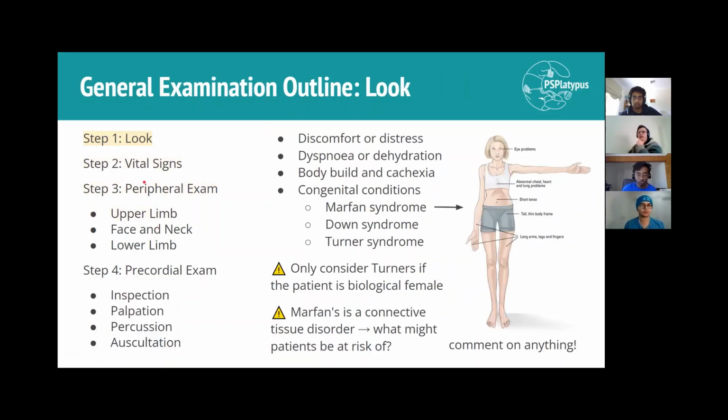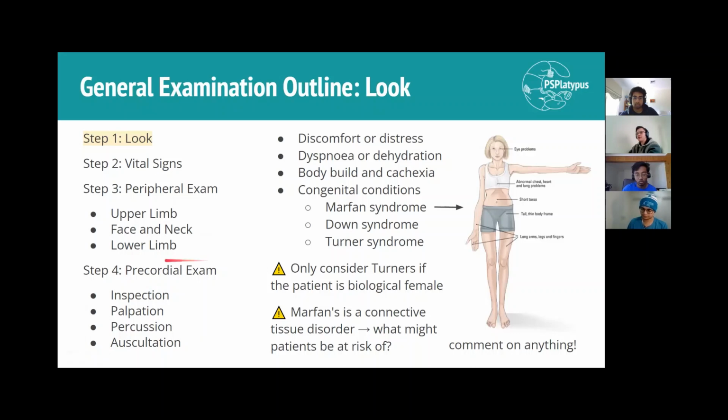Then you go on to vital signs, and I'm not going to be covering too much about vital signs now. Maybe a little bit in the context of the heart, because obviously you need to look at blood pressure and blood oxygen, but I'm not going to focus on that too much today. Then we go into peripheral examination. So you go upper limb, face and neck, and then lower limb, and then finally the precordial, meaning basically the chest. So you're inspecting, palpating, percussing, and then auscultating everything around the chest, namely the heart.